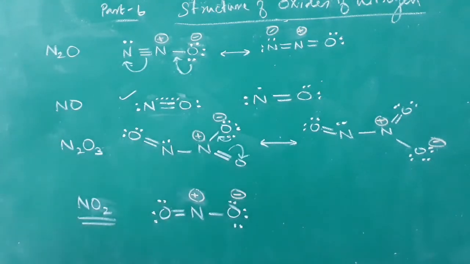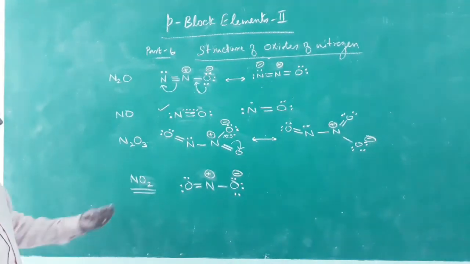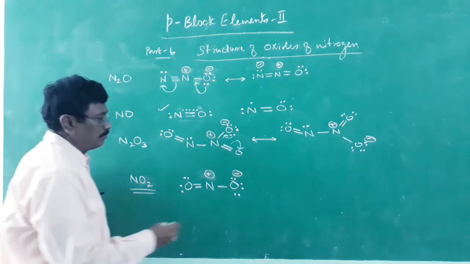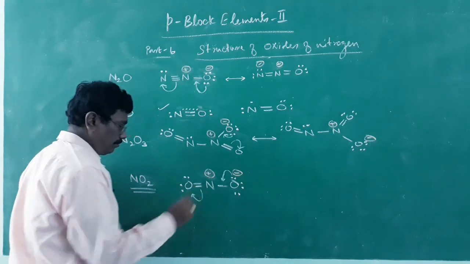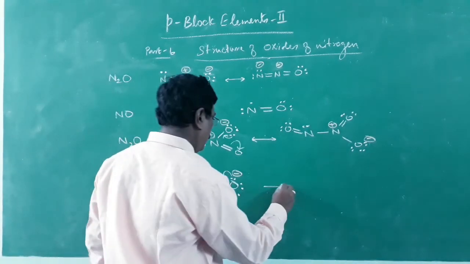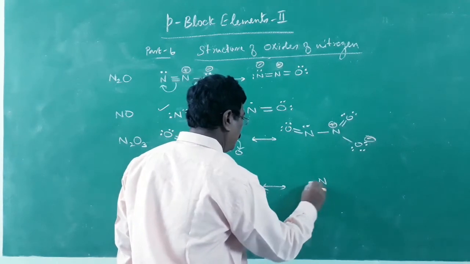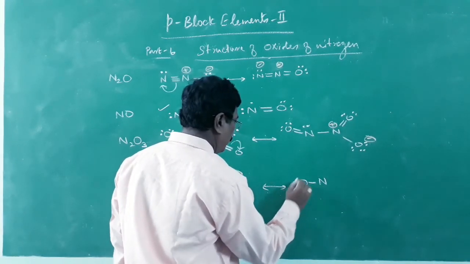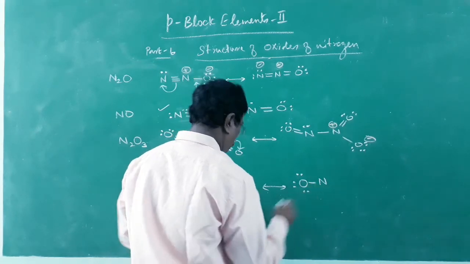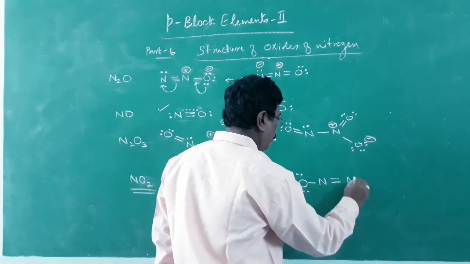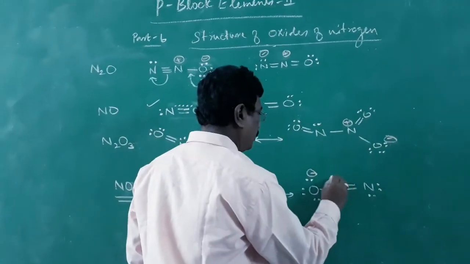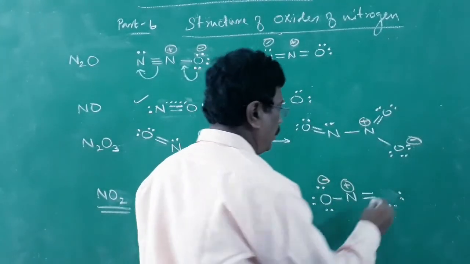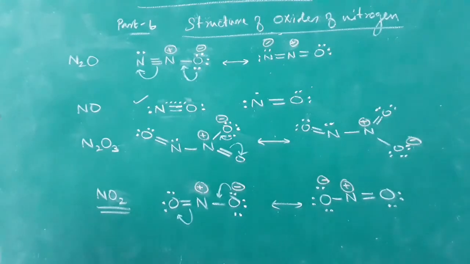It is NO2. Again, I can go for resonance. How? The negative charge, that is the electron pair, may migrate here. Therefore, the bond may go over here. So, we may get the bond like this: N, single bond O, electron pair, electron pair, electron pair, double bond N, only 2 electron pairs. Therefore, here minus, here plus. That's all. That is about nitrogen dioxide.